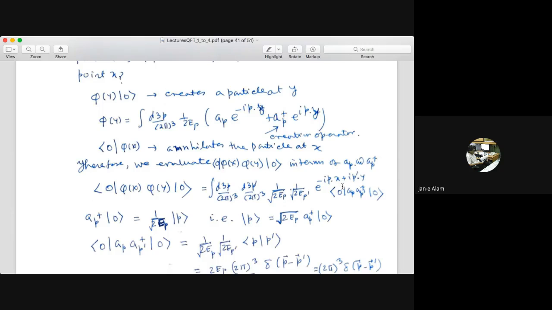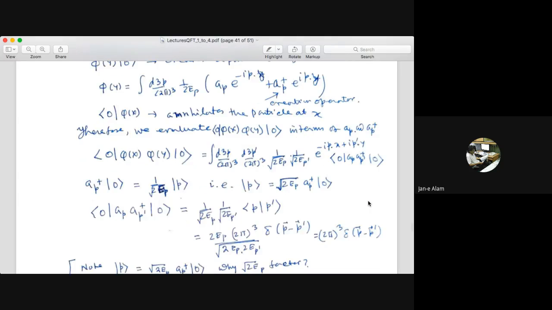When I have two creation operators, that will also give me 0, because I will be creating two particles, right? So you have a state with two particles and you have a vacuum, and they are orthogonal. The orthogonality will give you 0. So if I take the product of phi(x) and phi(y), the only term which will survive will be a_p and a_p dagger, right? This will give me the only non-zero term.